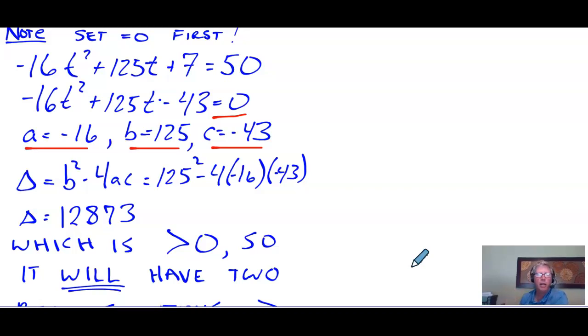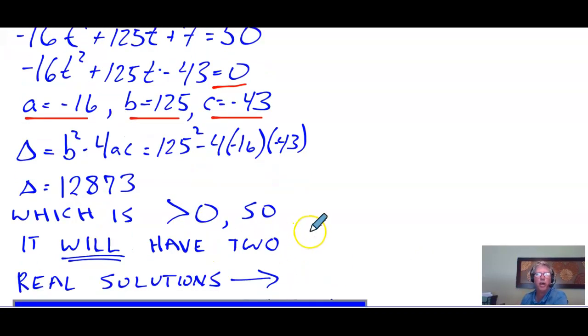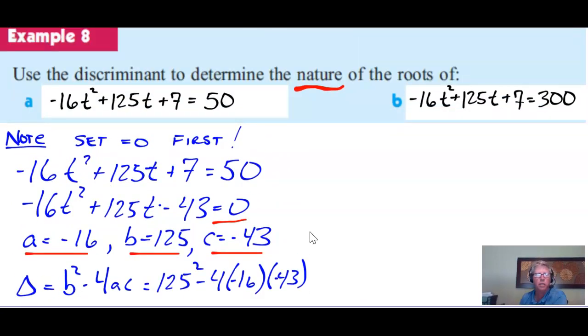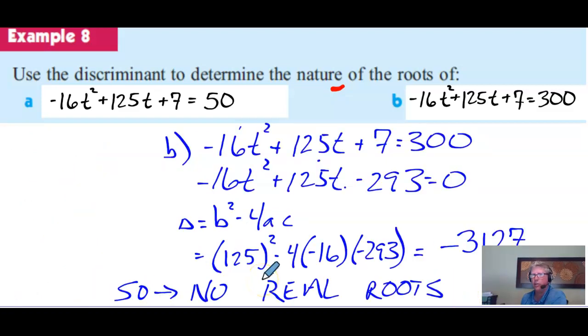All we care about is positive, negative, or equals 0, which is greater than 0. So I know without a doubt that it will have two real solutions. There are two real numbers that I could plug in for t and make this equation true. Cool. That's it. I know you're shaking your head going, come on.